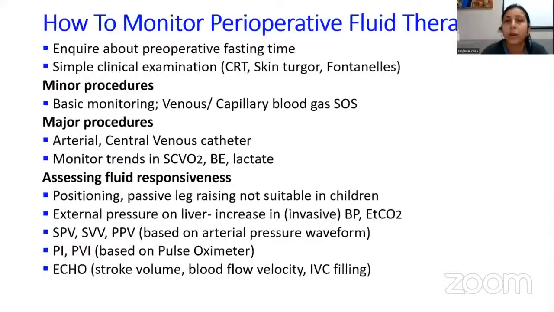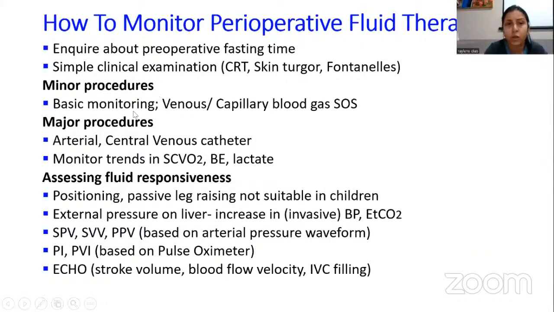So how do you monitor perioperative fluids intraoperatively? Now you're giving fluids, but how do you know whether what you're giving is sufficient or not? So simple things like inquiring about preoperative fasting times. We do this in all surgeries. Clinical examination, you can look at your capillary refill time, your skin turgor, fontanelles. Now all these can be done preoperatively, but intraoperatively it's actually very difficult to do.